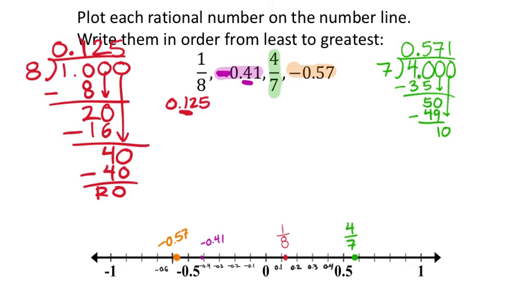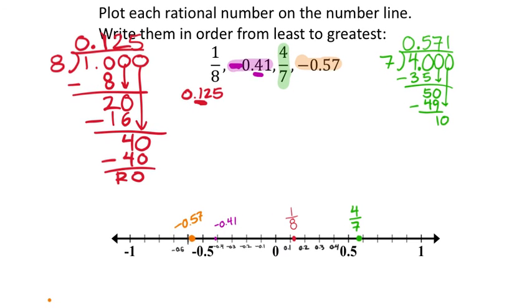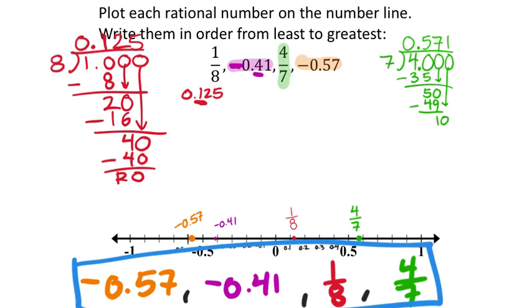There we go. Now, the nice thing about the graph is it shows us the order from least to greatest as long as we've written those out. So that is what I will do now. A little bit more space, I guess. Okay, so negative 0.57 was the smallest. And then negative 0.41 was the next smallest. And then we had 1/8. Then we had 4/7. So I'll just split these up with commas, call it good. So this is the order from least to greatest.